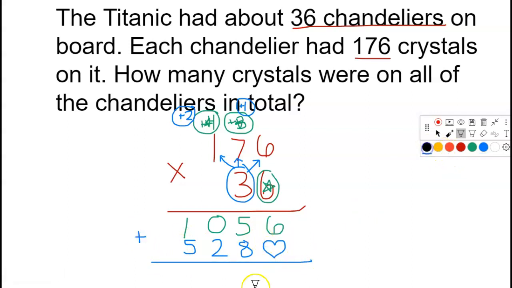6 plus heart, or 6 plus nothing, is 6. 5 plus 8 gives me 13. Carry my 1 up there. 1 plus 0 plus 2 gives me 3. And then 1 plus 5 gives me 6. So the final answer is 6,336 crystals. That's quite a lot of crystals.